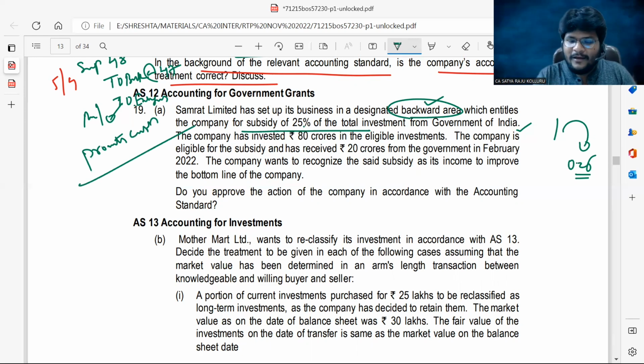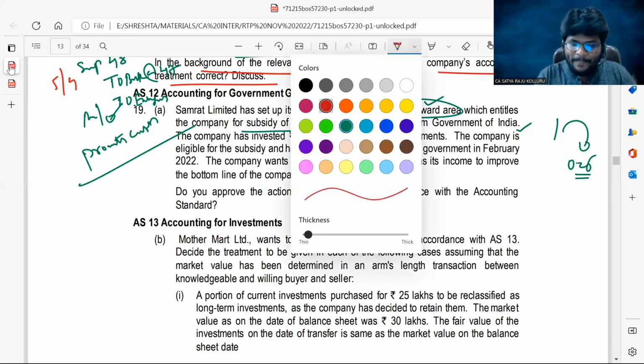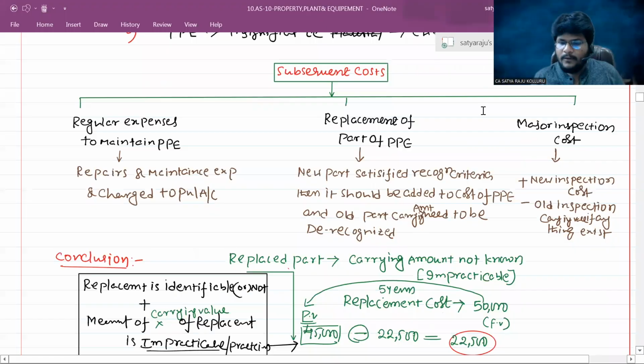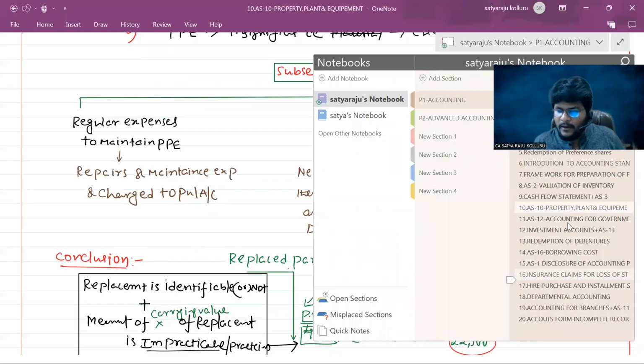Hope you are with me. I'll open the types of government grants. One second, just a moment. Let me open the classroom notes for AS12.